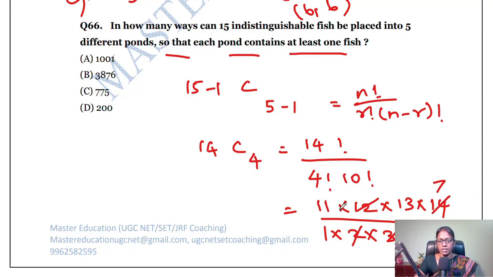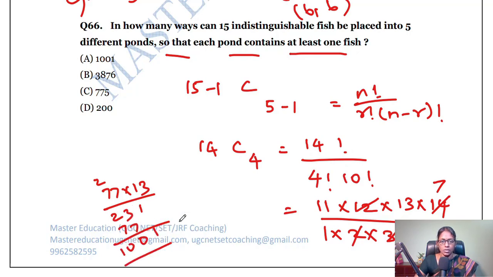7 11s are 77. 77 into 13: 3 7s are 21, 1, 2, 3 7s are 21, 23, 77. So 1, 0, 0, 1 is the answer. Option A is the correct answer.